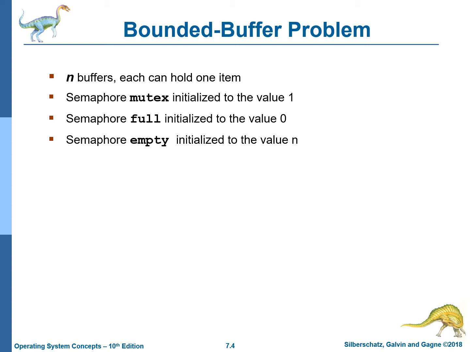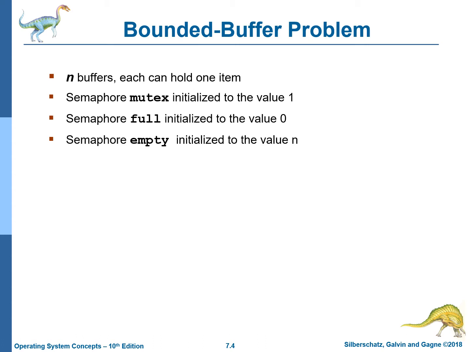That is, there will be an int buffer, and then the semaphore mutex equals the value 1, the semaphore empty equals the value n, and the semaphore full equals 0. We assume that the pool consists of n buffers. We have a number of buffers, each of which holds one particular item.